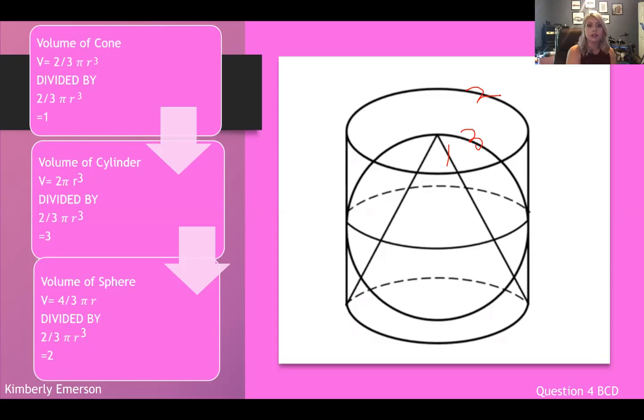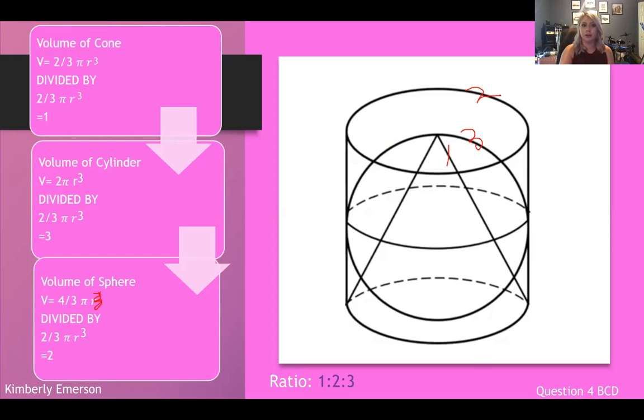Volume of the cylinder is 2 pi radius cubed divided by that as well, and that will give us 3. Volume of the sphere is 4/3 pi radius. Divide that by, and I'm pretty sure that's supposed to have... no, that's right. Sorry. Volume equals 4/3 pi radius. Divide that by 2/3 pi radius cubed, and that will give us 2. I'm pretty sure that's supposed to have a cube there. So let's just say we did that.